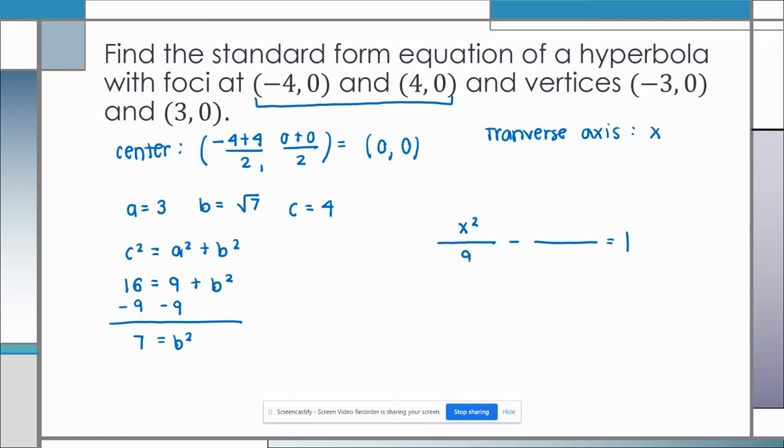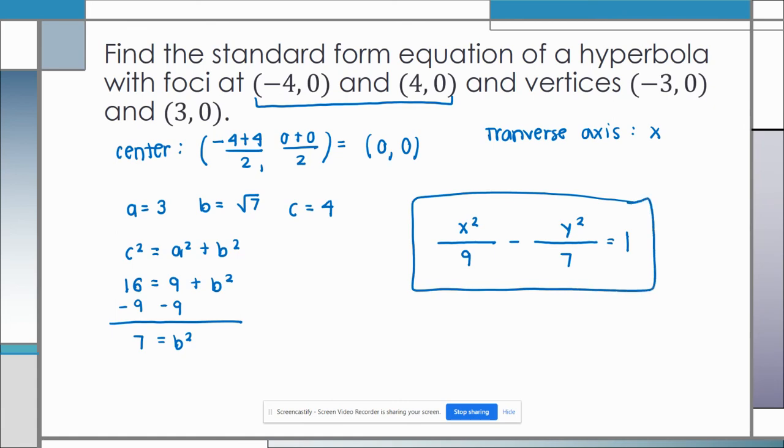So square 3, and that's 9. There's the first half of that equation. There is no number with the y because it was the ordered pair 0, 0 for the center. So we'll just have y squared. And then once again, b squared, which was 7, is going to help us finish that equation. So here is our answer in standard form.